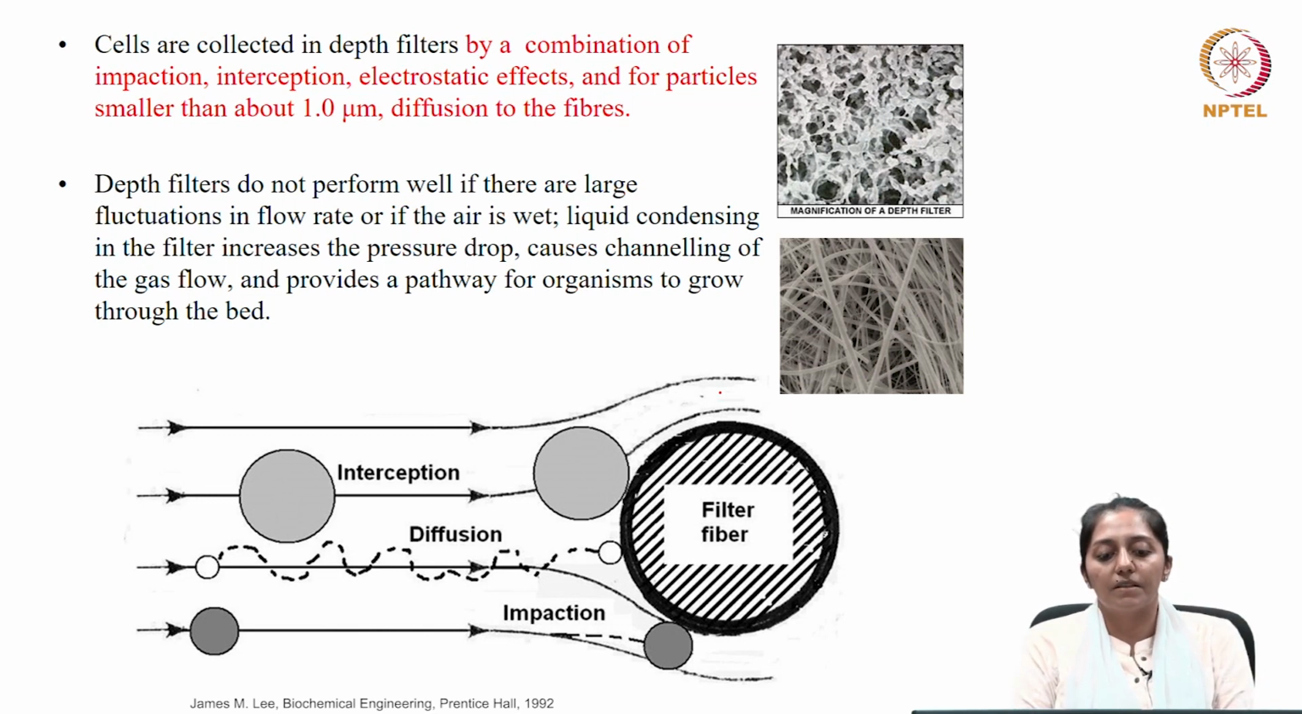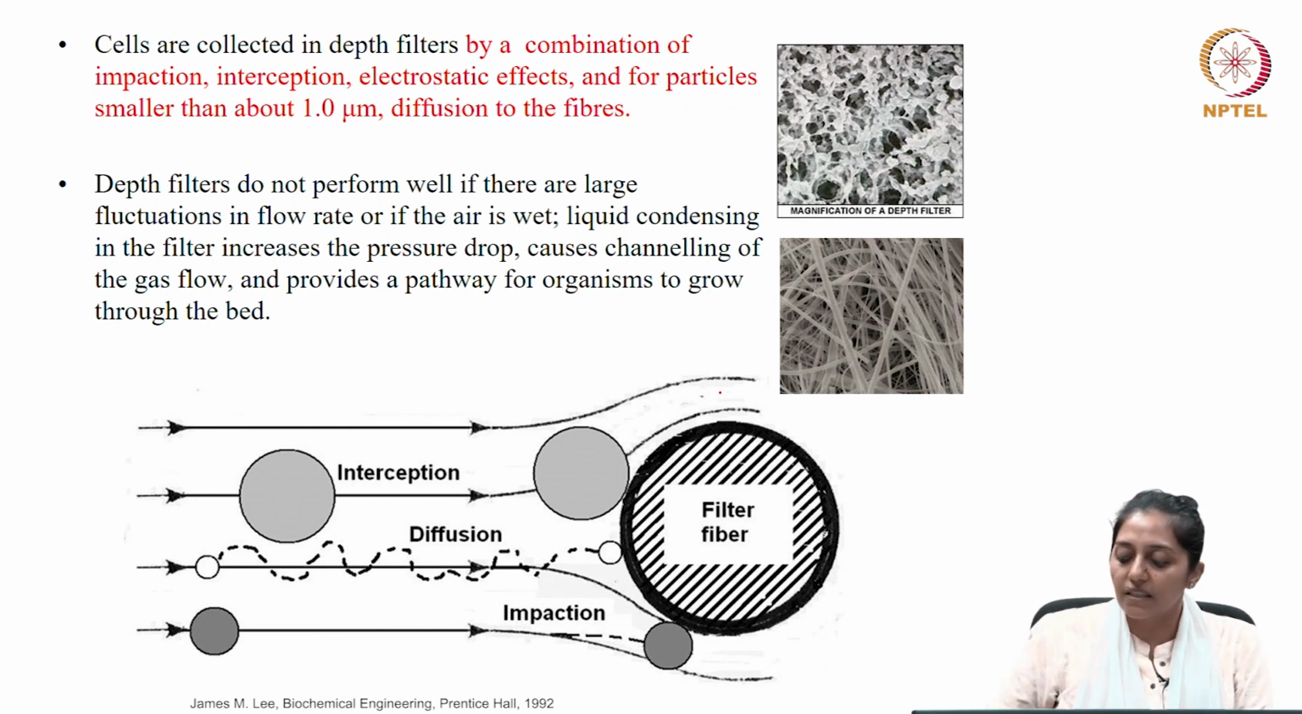The depth filters do not perform well if there are large fluctuations in the flow rate or if the air is humid or wet. The liquid condensing in the filter will increase the pressure drop, causing channeling of the gas flow and providing a path for the organisms to escape or grow in the bed.